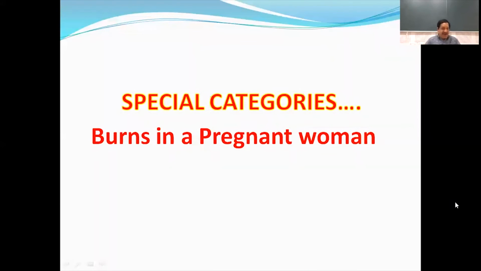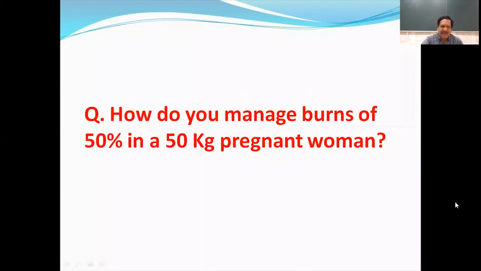This is a very tricky question, but some people fancy, they ask the undergraduates. It doesn't matter. Even if you don't answer, it is not going to be a problem because it is beyond your course capacity. Now, this is the question asked: how do you manage burns of 50% in a 50 kg pregnant woman? This is the university question asked for 10 marks.